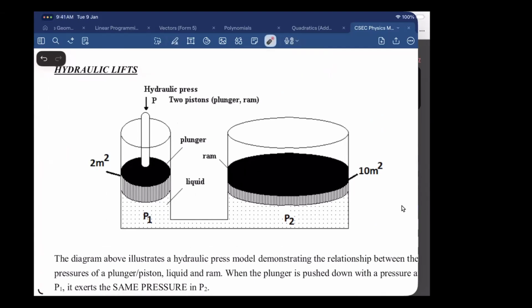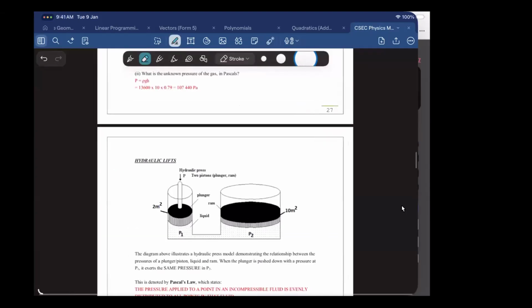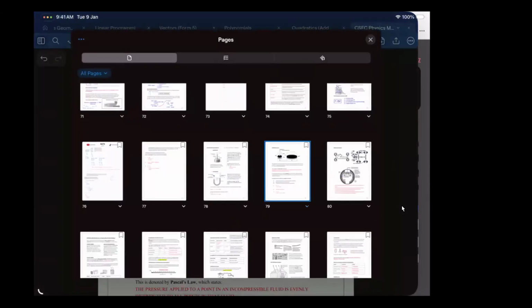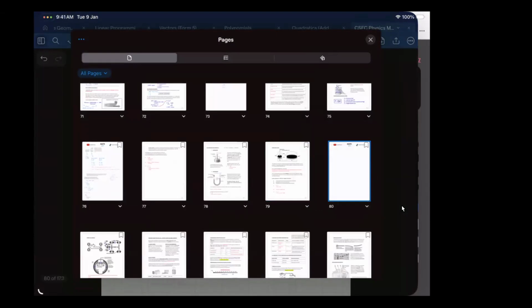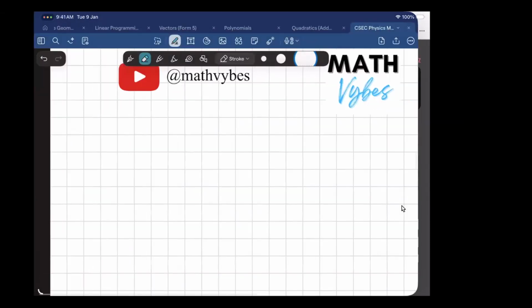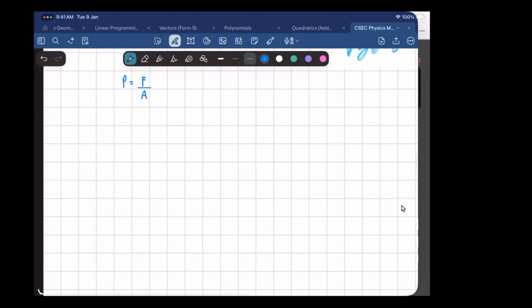So stay with me, right? Sheena, what's the formula for pressure? Just remind me. Force over area. Pressure is equal to force over area, right? Force over area. Nice.